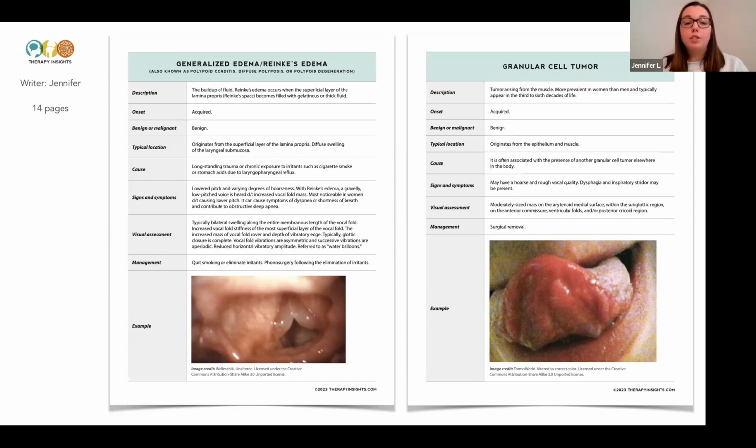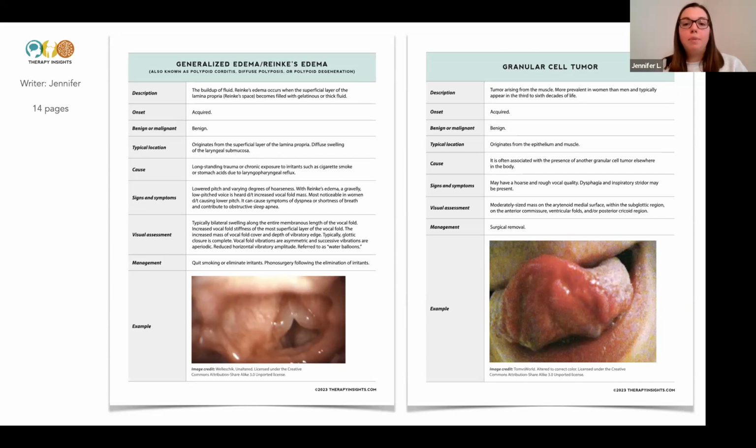When I was researching this, I did notice that it is more noticeable in women than men because it causes a lower pitch in the voice. Because men's voices are typically already at a lower pitch, it's harder to notice those signs and symptoms in men. It can cause some shortness of breath. And then, when you're doing a visual assessment, you may see swelling along the entire membranous length of the vocal fold. There may be increased vocal stiffness, increased mass, and an incomplete glottic closure because of it.